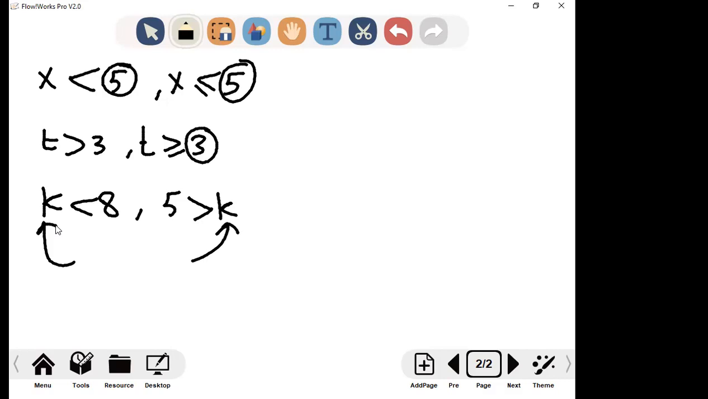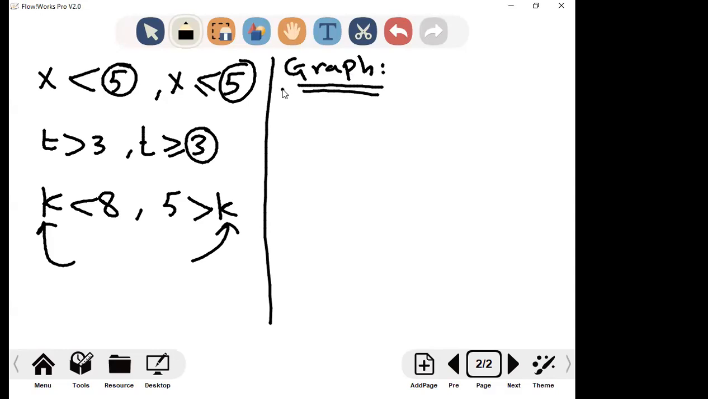Now we have something we call graphing the inequalities. How to graph? For example, if I want to graph t more than 8, I will go to the number line and select the number 8. And I will read the inequality. It's important to read it, not just to look at it.